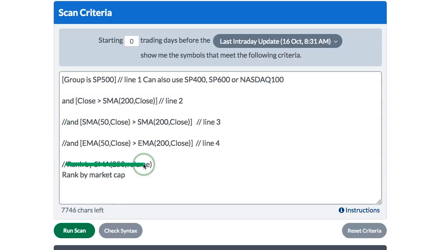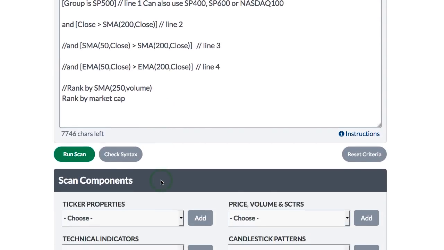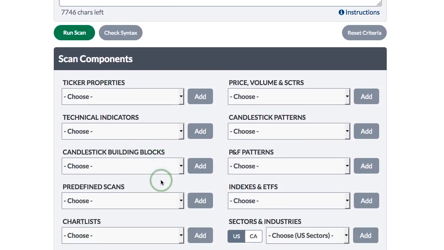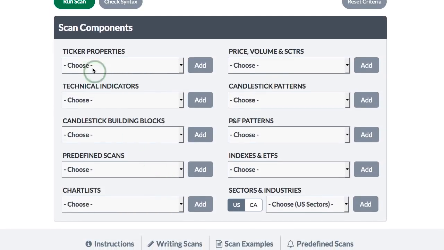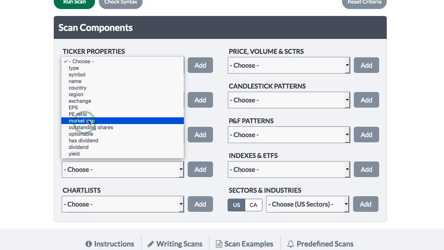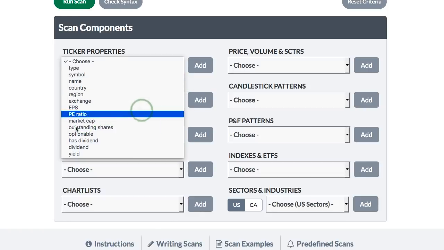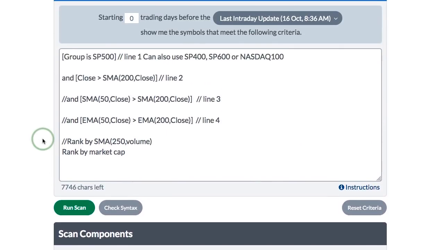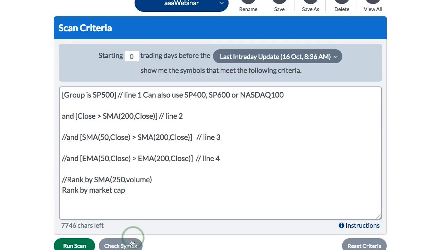And I'm ignoring this rank by here as well. And I want to rank by market cap. All right, so I get the biggest at the top. And if you go down here, you can see on your scan building blocks, you've got ticker properties. And there is market cap, and you can just click that and add it if you want to add that. So that's a real easy way to do it.